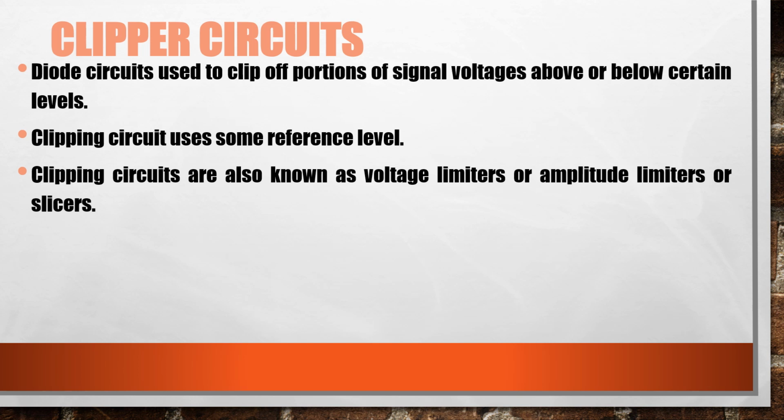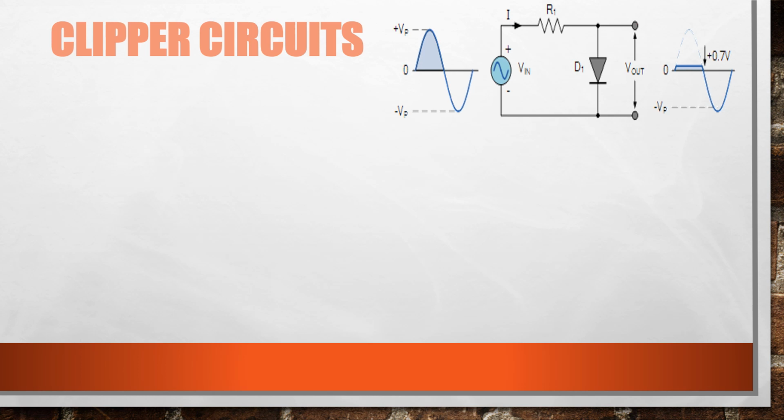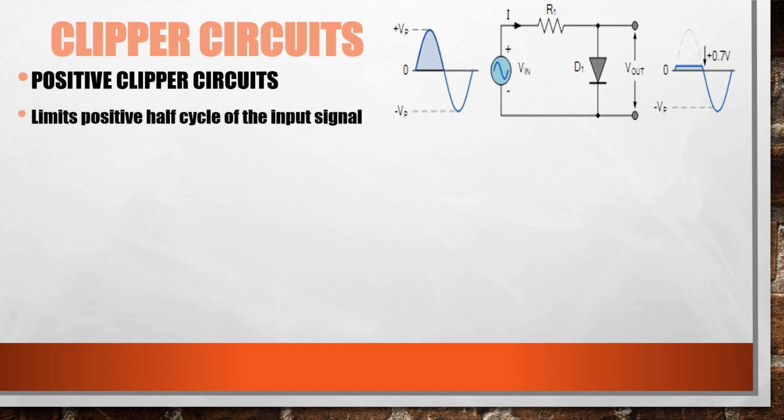There are two main types of clipper circuits. First type is positive clipper circuits and second is negative clipper circuits. Now we will talk about positive clipper circuits. In positive clipper circuits, the diode limits the positive half cycle of the input signal. That's why they are known as positive clipper circuits.